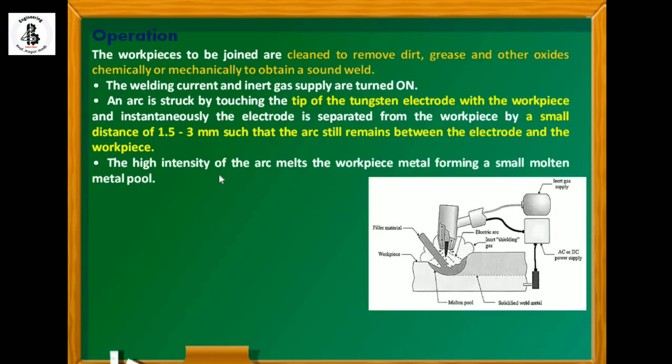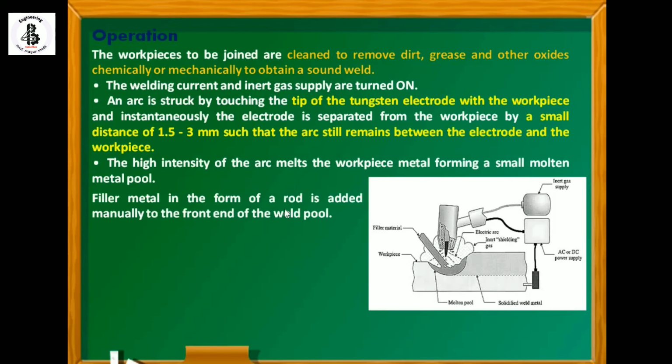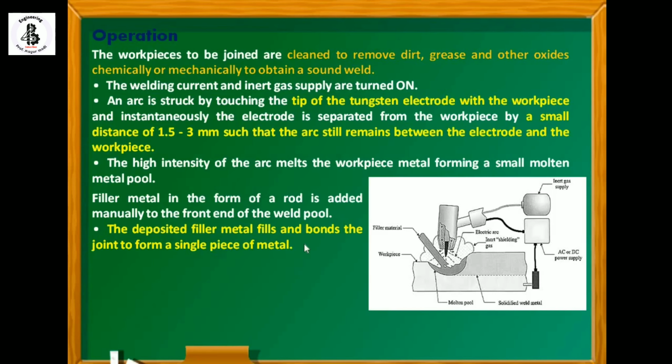The high intensity of the arc melts the workpiece metal, forming a small molten metal pool. Just as you can see, this is a molten metal pool that is made with the workpiece material and filler material, in case filler material is being used. The filler metal in the form of a rod is added manually to the front end of the weld pool, as we already discussed. The deposited filler metal fills and bonds the joint to form a single piece of metal. So now two base metals will make a single metal.